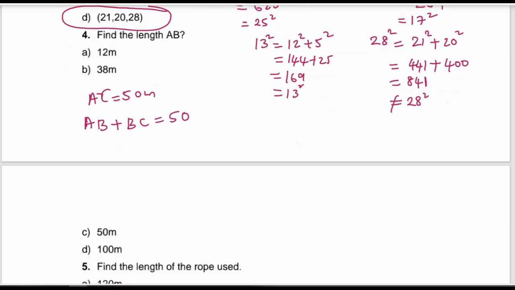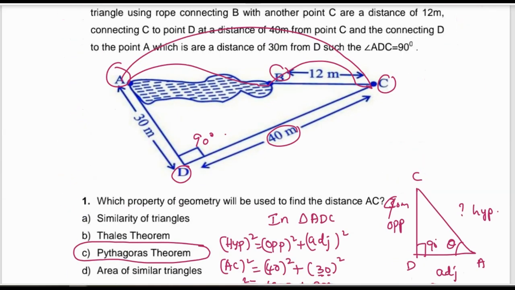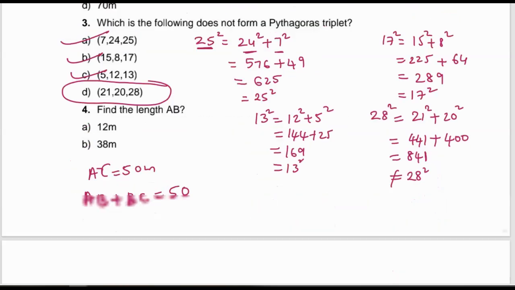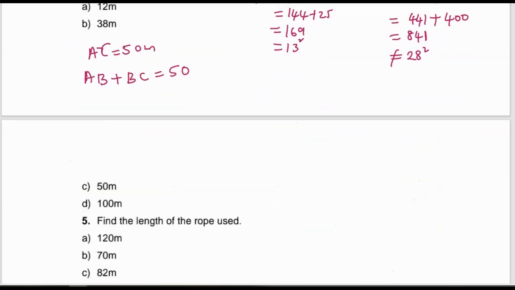So now what is your BC? BC value we have already. What is BC? BC is 12. So just write here in place of BC as 12. So AB plus 12 is equal to 50.